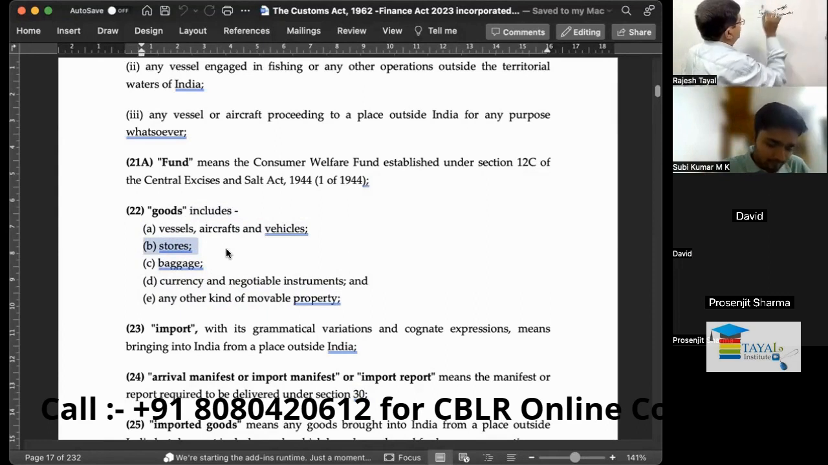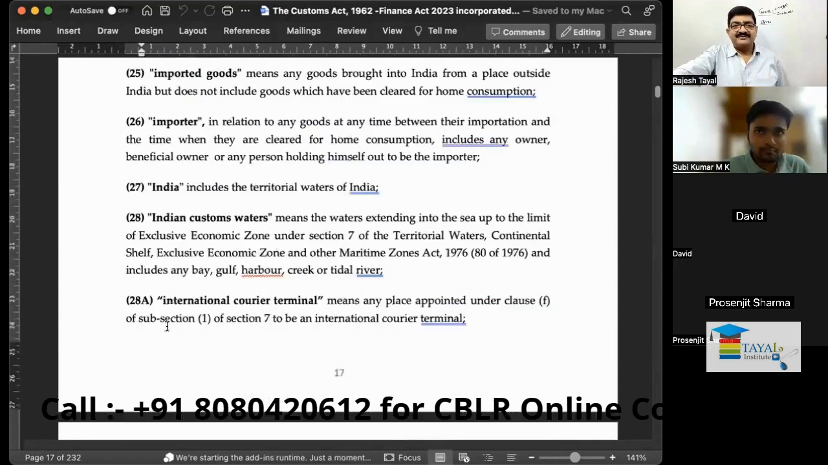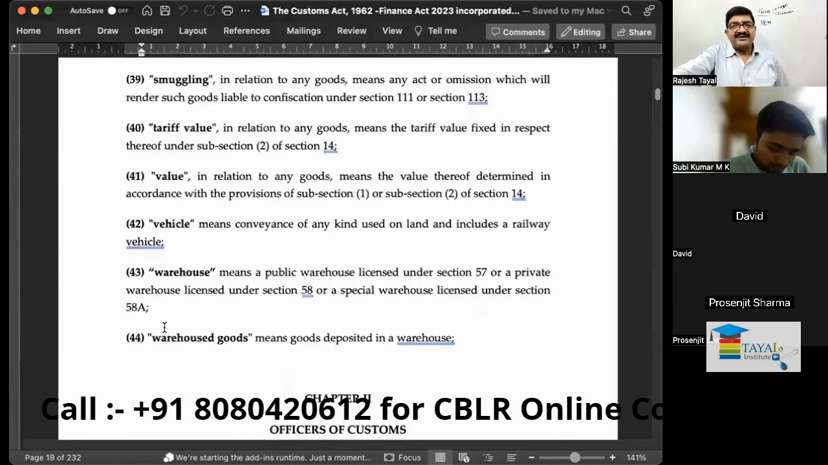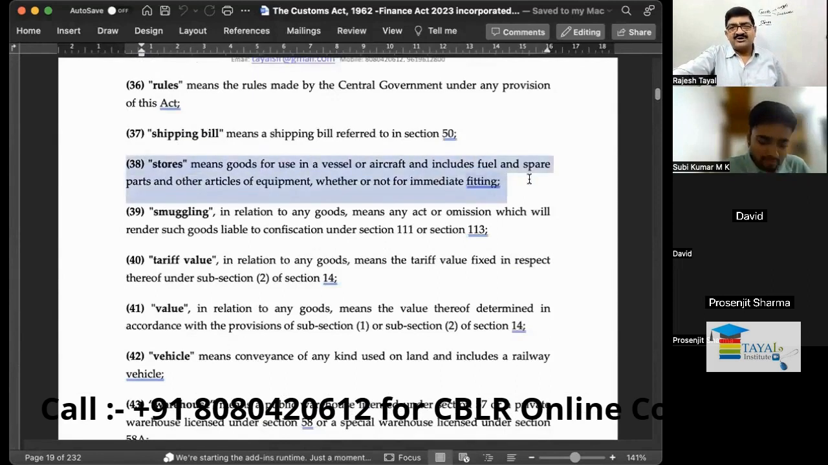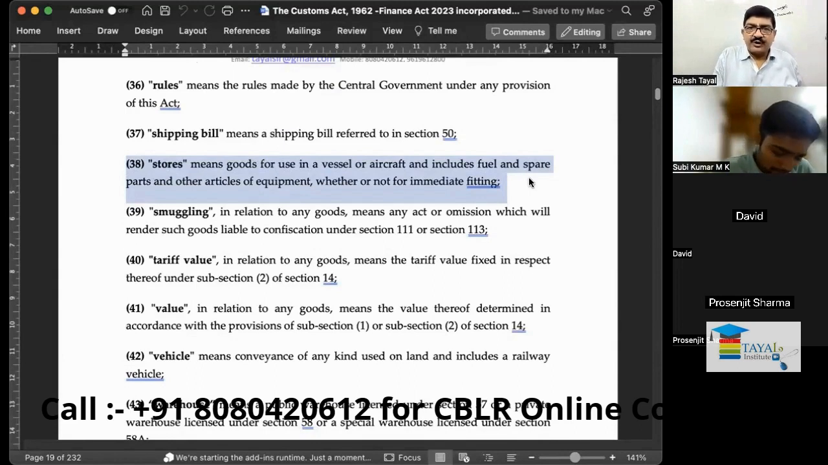Where will you find the definition of the term stores? Going alphabetically, it is here, section 2, subsection 38. Now, stores means, the first word is means, the goods for use in a vessel or aircraft. Vessel and aircraft.